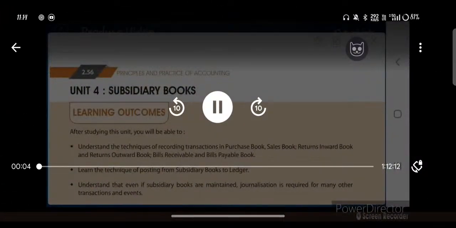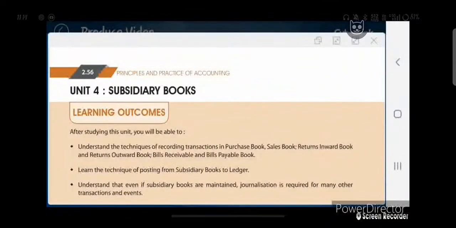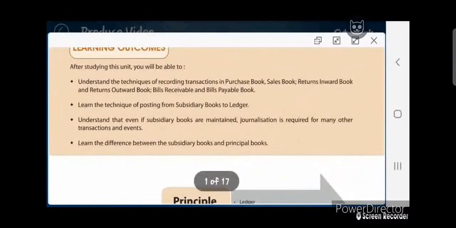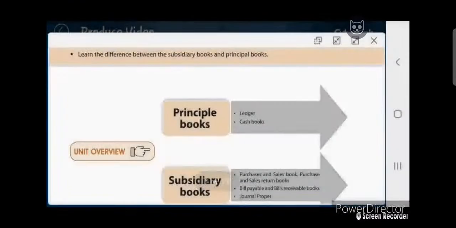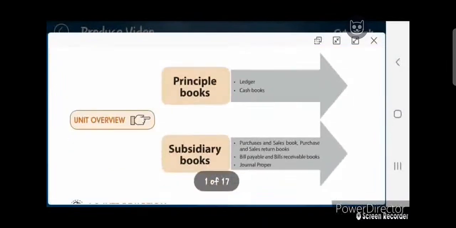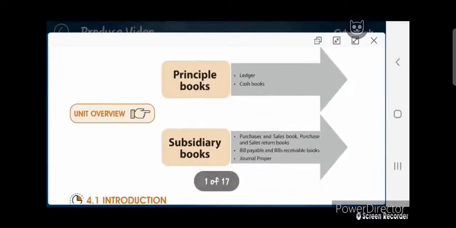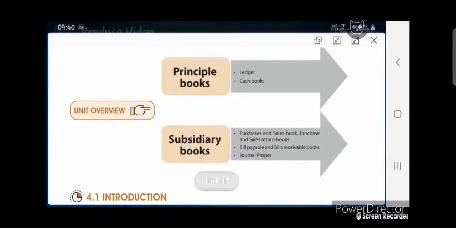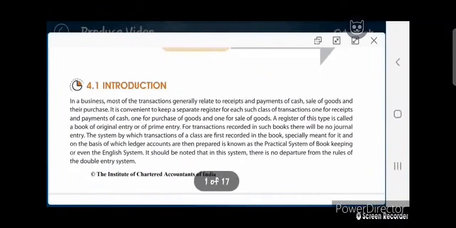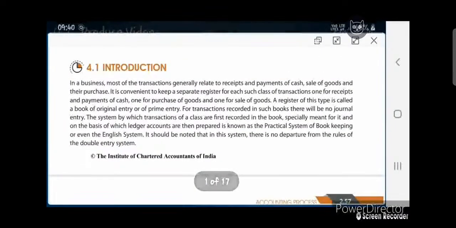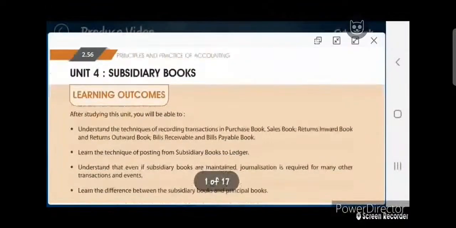So today I'm going to explain Accounting Started Accounts Part 2, that is Principles and Practice of Accounting, 4th chapter, subsidiary books. In principal books you learn about ledger and cash book, and in subsidiary books you will learn purchases and sales book, purchase and sales return book, bills payable and bills receivable books, journal proper, these things. So by way of introduction, let us start this chapter, the subsidiary books.